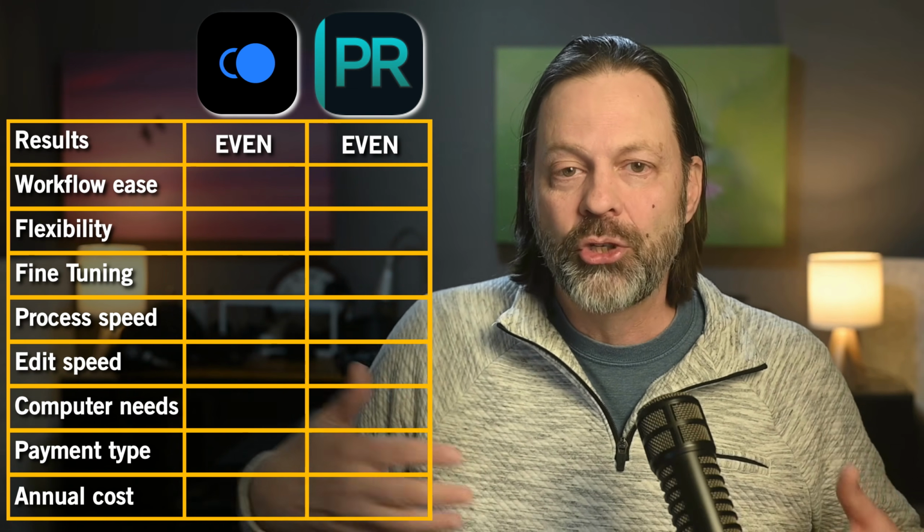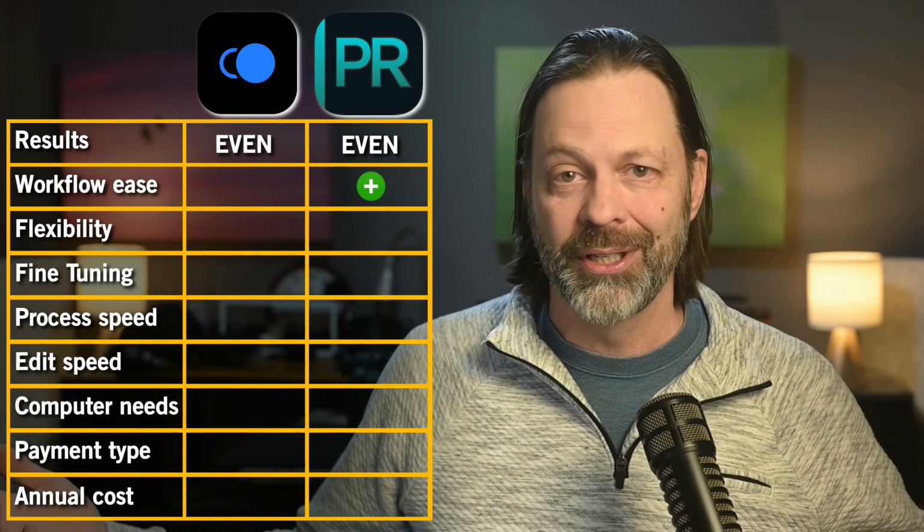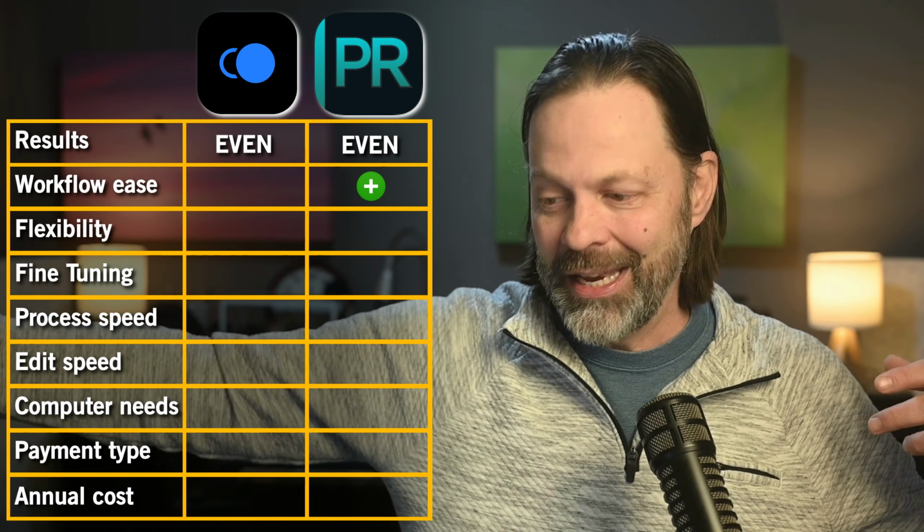Workflow ease. So in other words, which one is just easier to use? DxO was simpler. It's got fewer sliders. The sliders work really well. I got the results out of it I wanted. I'm going to give that a 1-star advantage.